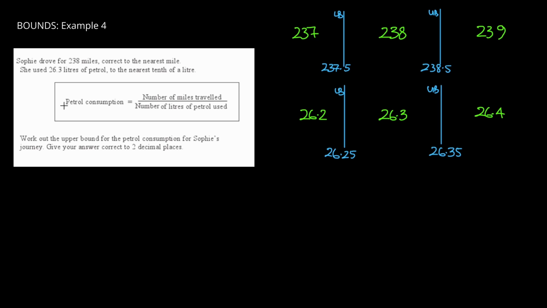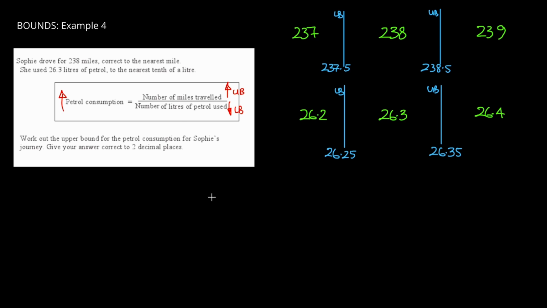So we need this guy here, the petrol consumption, to be the highest, which means the numerator must be the highest, but the denominator must be the lowest possible value. So here we need the lower bound, and this the upper bound. Okay, let's put some values on it.